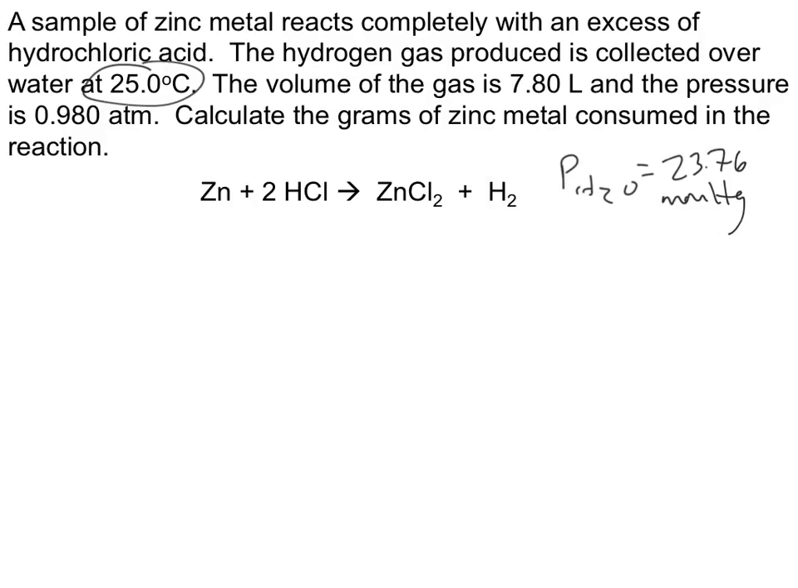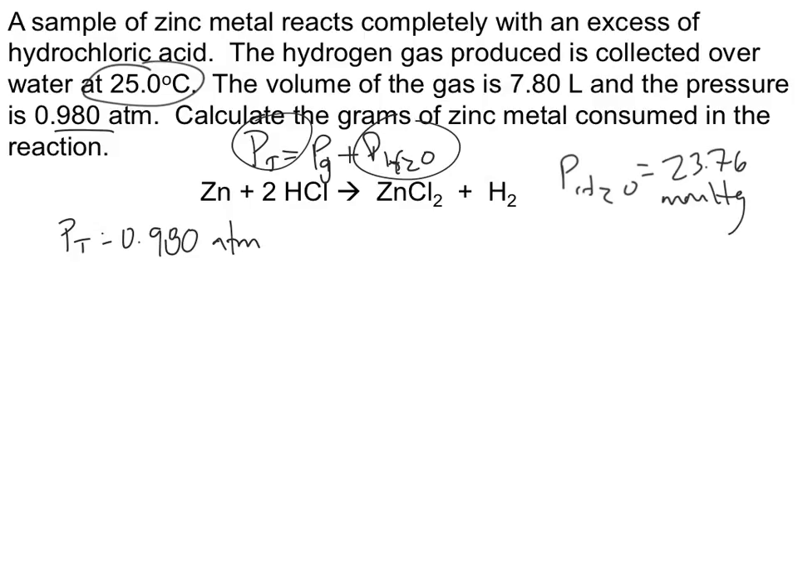So we know that the pressure of the gas in the container, that pressure total, is going to correspond to the value we have here. So P total is equal to 0.980 ATM. Now, if we consider Dalton's Law of partial pressures for gases collected over water, this is what the equation looks like. We know this and we know this, so we can subsequently figure out the pressure of our gas. So basically what we're going to end up doing is subtracting out our partial pressure of our water from our pressure total.